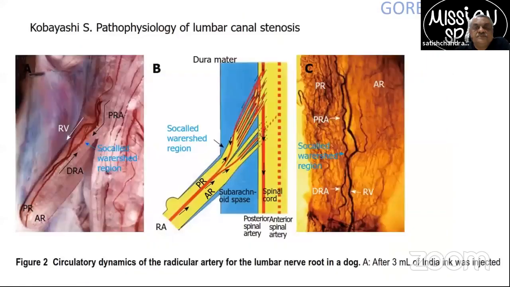So we have come to this slide about pathophysiology, and I would suggest that all of you can read this paper. This is in the World Journal of Orthopedics, WJO, and you can search on this name, Kobayashi, Pathophysiology of Lumbar Canal Stenosis. Unfortunately, this is the only paper which talks about pathophysiology of lumbar canal stenosis.